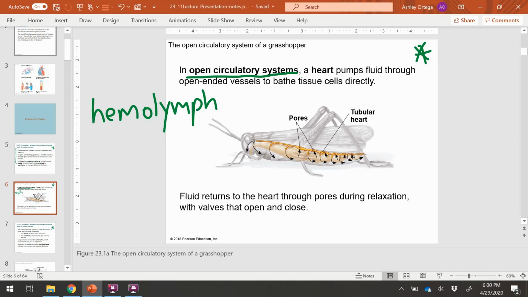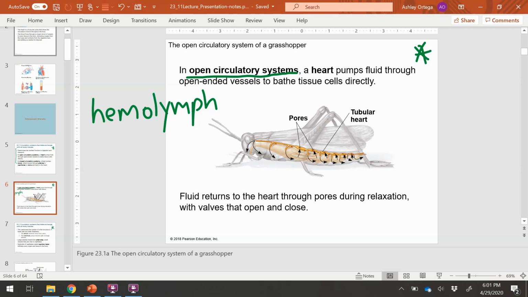These pores are going to be very structured for a reason, in that they're going to have valves that will close. They close right before contraction. That way, when the heart contracts and pumps the blood out, it's going to pump it efficiently. And then after the contraction's over, the valves will open during the relaxation phase to allow for that fluid to fill up the heart.